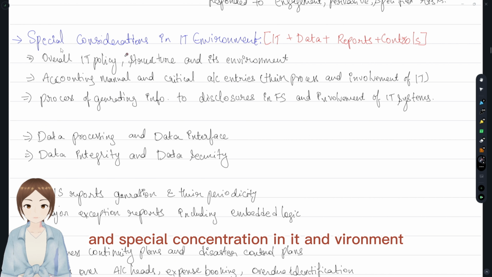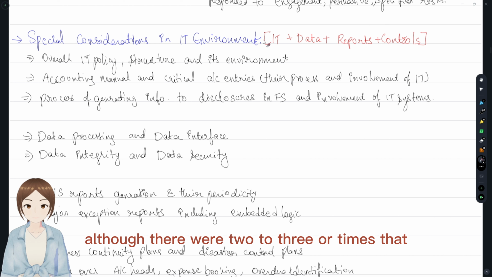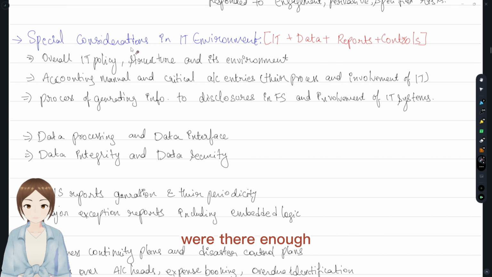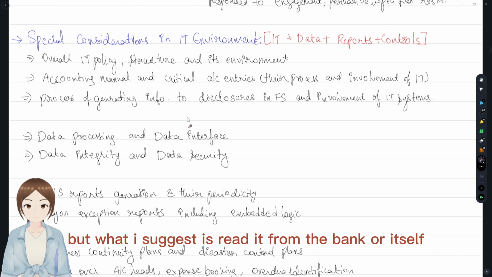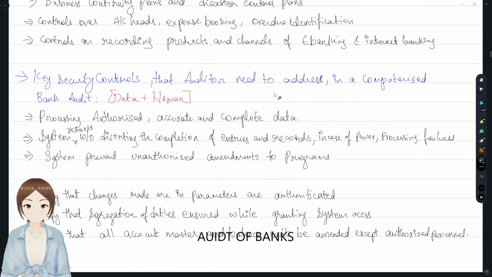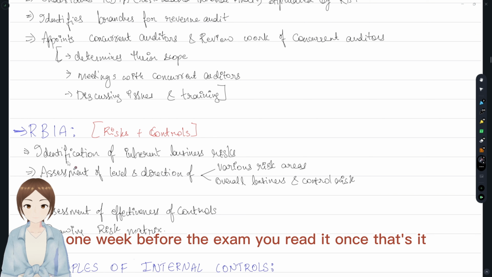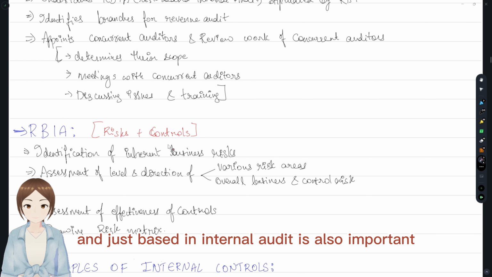And with regards to IT and special consideration in IT environment, you could read it from here or from various other sources. There were 2 to 3 times that were there in special consideration for IT environment. You could either read it from here, but what I suggest is read it from the bank audit itself, because it covers a vast area. And with regards to security control, 1 week before the exam, you read it once, that's it. And risk-based internal audit is also important. You have to read that.